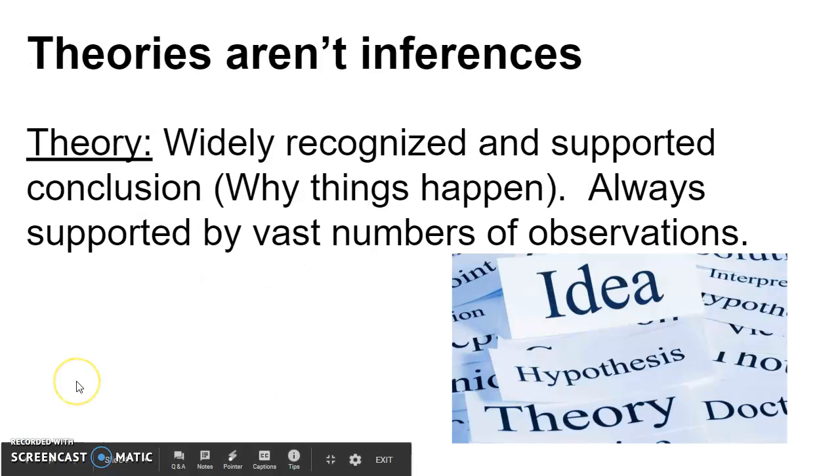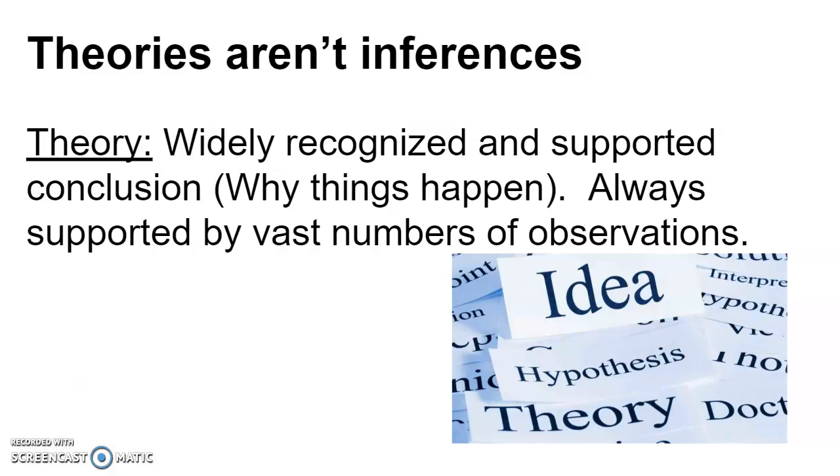Okay. Last part of these notes is looking at the difference between theories and a law. Now, key things, theories aren't inferences. And what a theory is, it's a widely recognized and supported conclusion. Key thing about a theory is it's looking at why things are happening, why there's specific phenomena. And they're always supported by a vast number of observations. Okay, so key thing to remember about a theory is we're always looking at why stuff happens. And they're always going to be supported by a lot of experiments that back up that theory.